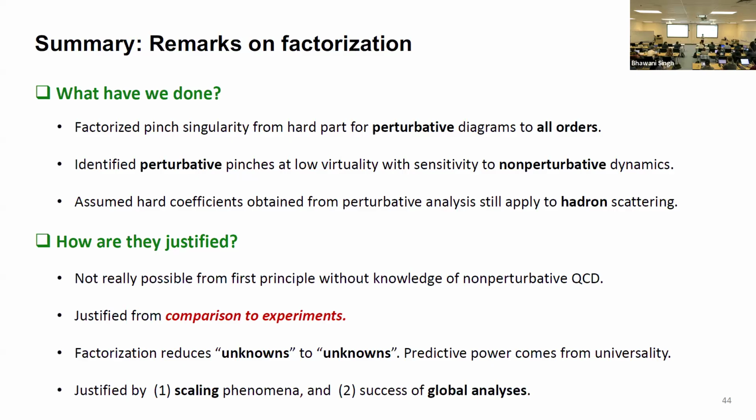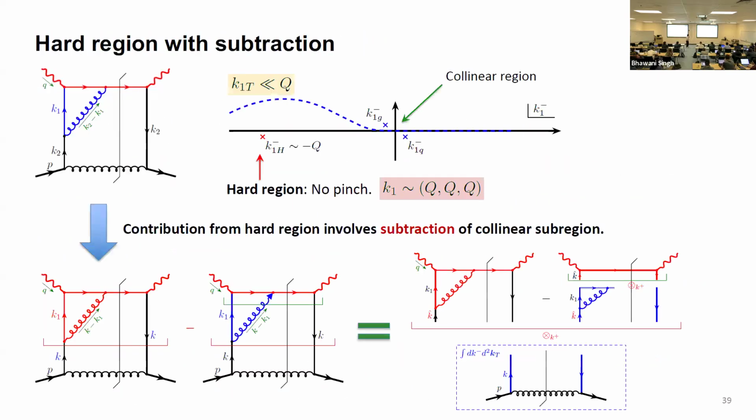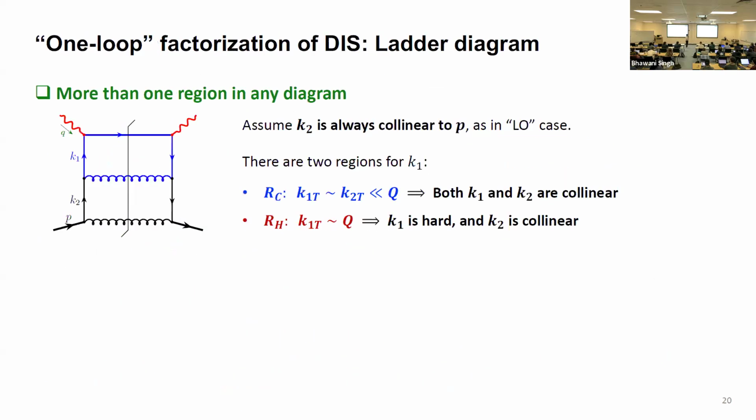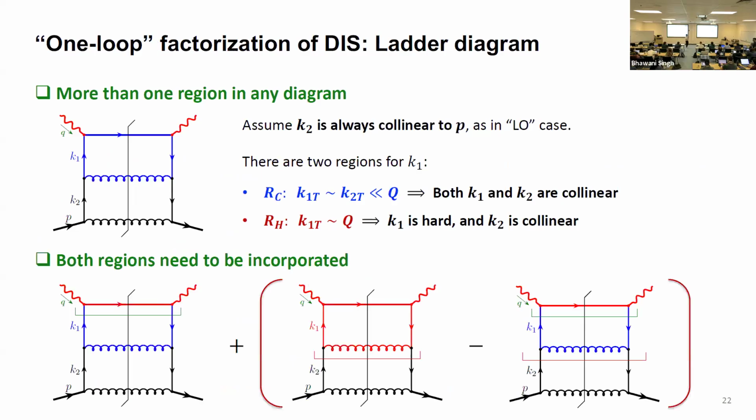Can you explain one loop factorization of DIS if it is more than one region? Like how can we consider the momentums? You're referring to this one? Yes, the next one. Yeah, this one. So this one or this one? The second one. Second one, yes.